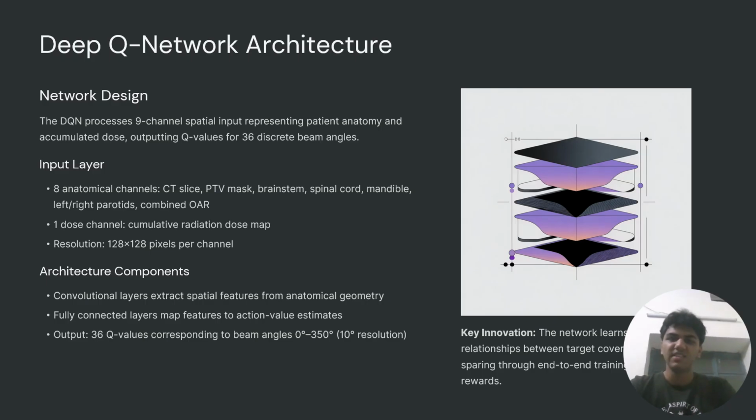The key innovation here is that the network doesn't need explicit geometric rules or handcrafted dose models. Instead, it learns these spatial relationships directly through end-to-end training, optimizing beam selection based purely on dosimetric rewards. This allows the DQN to inherently balance tumor coverage and organ sparing, learning a policy that mimics clinical intuition but is entirely data driven.